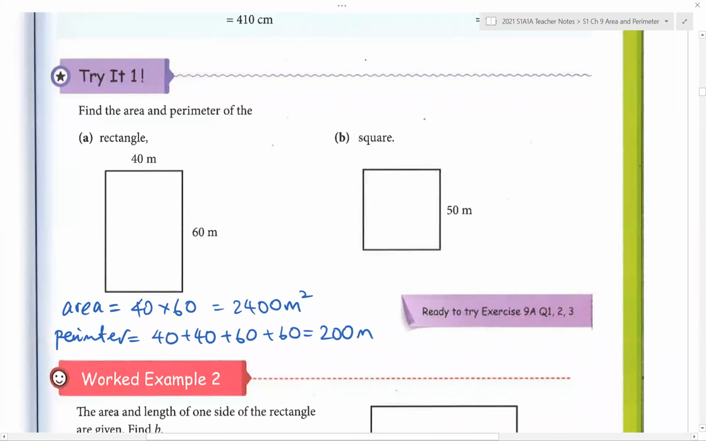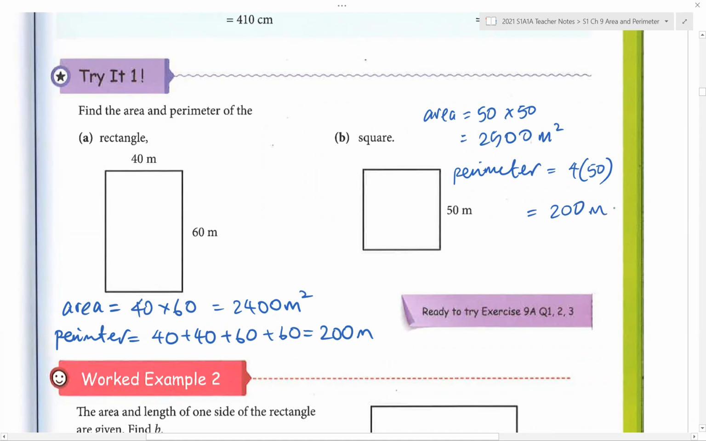For the square, area will be 50 times 50. 2500 square meters. Whereas for the perimeter, we have 4 times 50, which gives us 200 meters as well. So notice in these two examples, they have the same perimeter. Same perimeter, but the areas are different. Which means that if you are given a fixed length of string, you can construct a square and it has an area. You can use the same string to construct a rectangle with a different area.